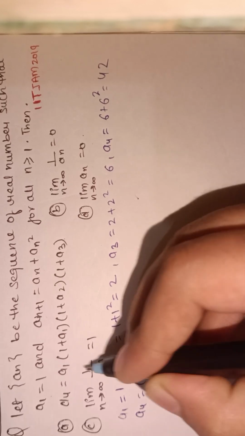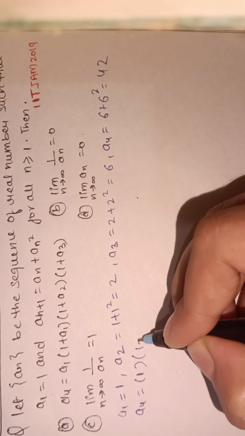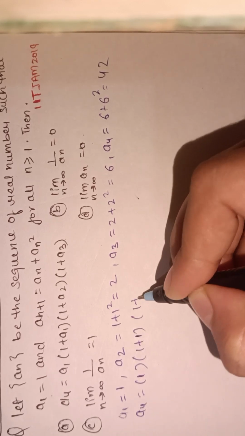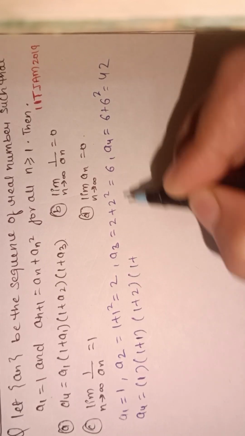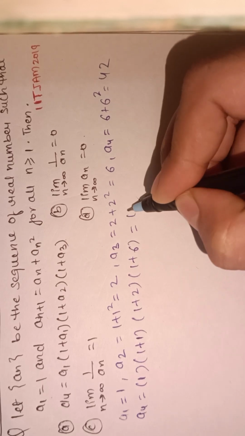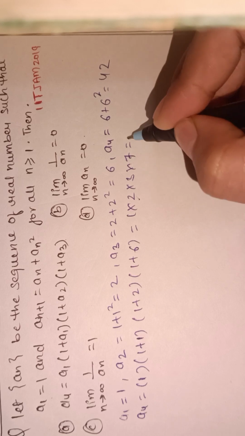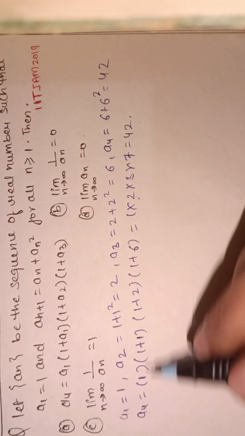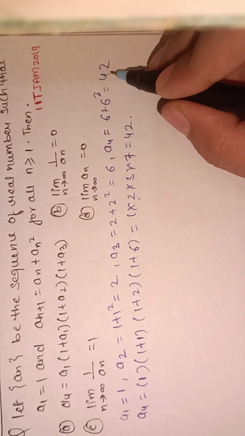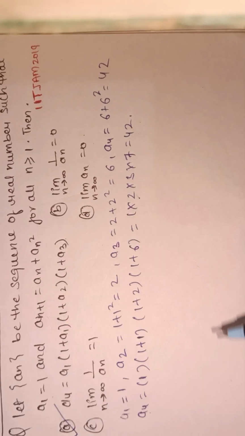So here we see a4 is equal to, put here 1, 1 plus 1, 1 plus 2 and 1 plus 6. So we get 1 into 2 into 3 into 7, and 7 sixes are 42. So we get a4 is equal to 42. So option A is correct.